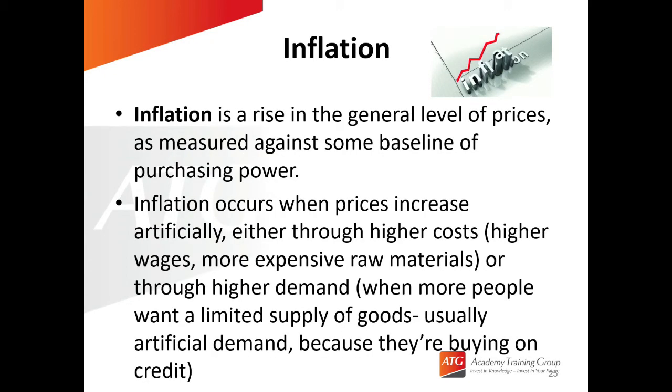Inflation. Inflation is a rise in the general level of prices as measured against some baseline of purchasing power. Inflation occurs when prices increase artificially, either through higher costs, that could be higher wages or more expensive raw materials, or through higher demand, when more people want a limited supply of goods, usually artificial demand because they're buying on credit.